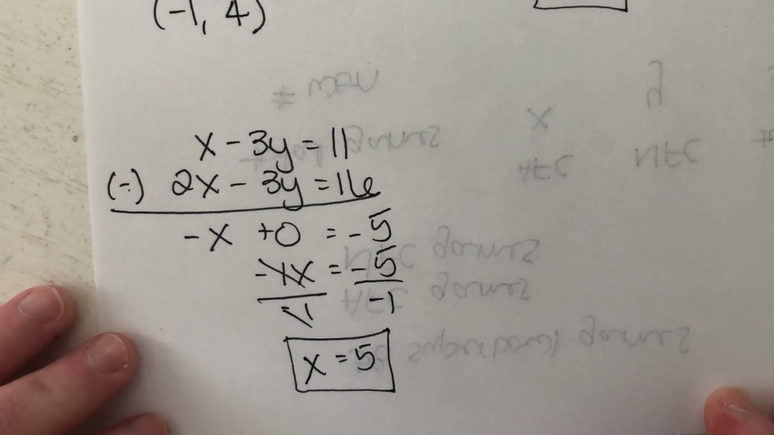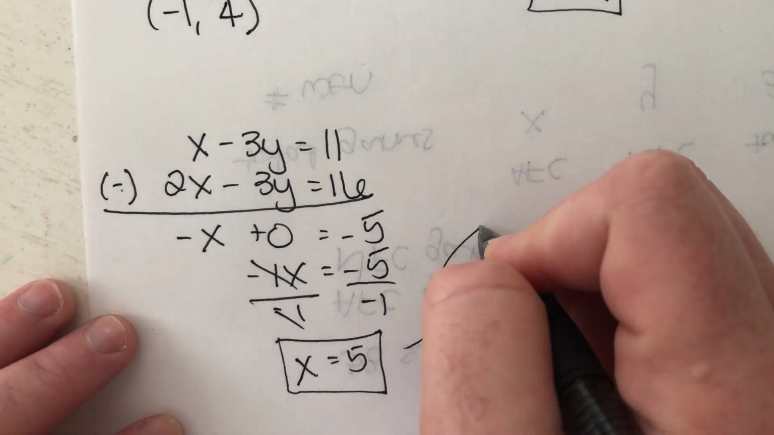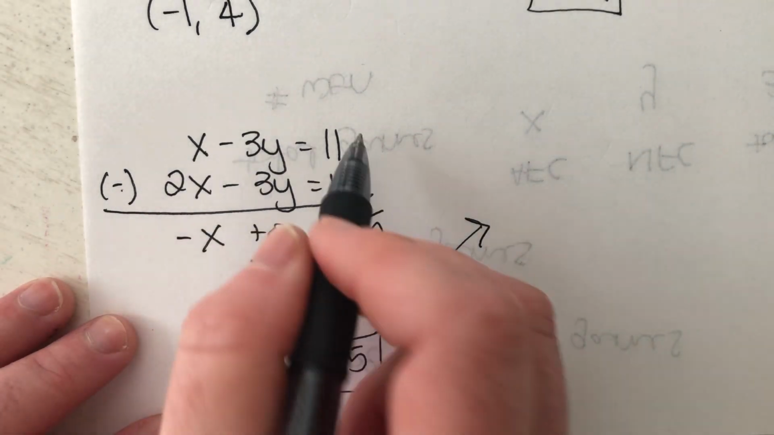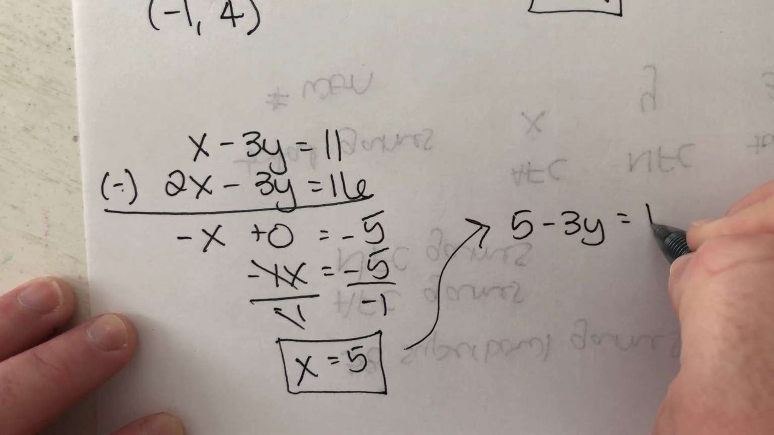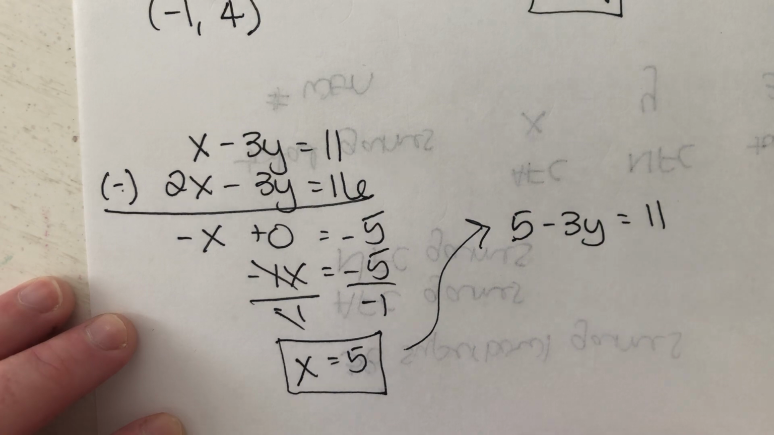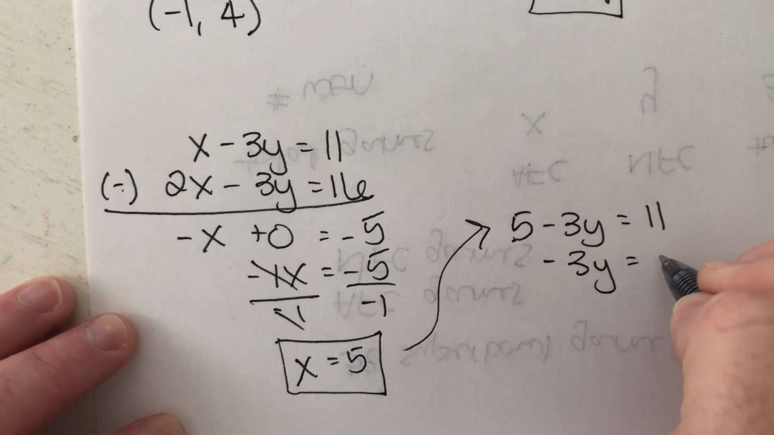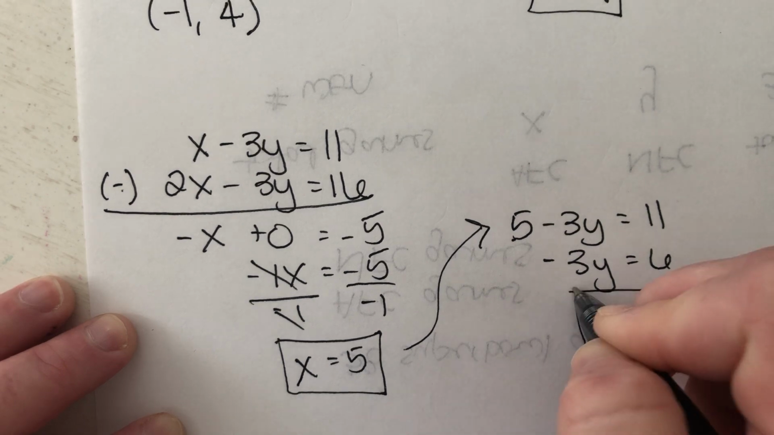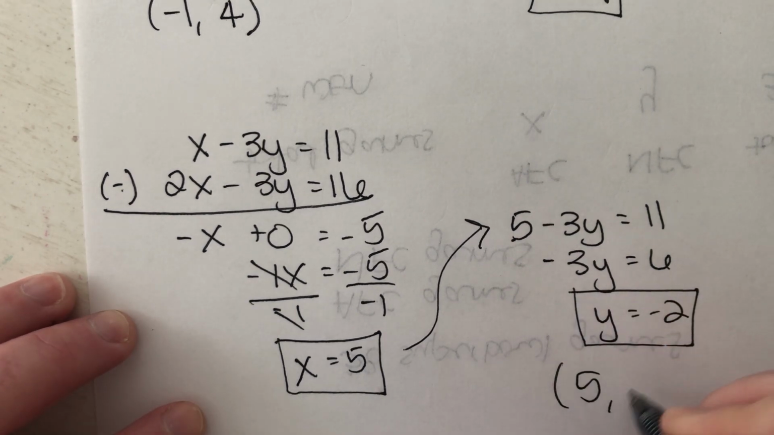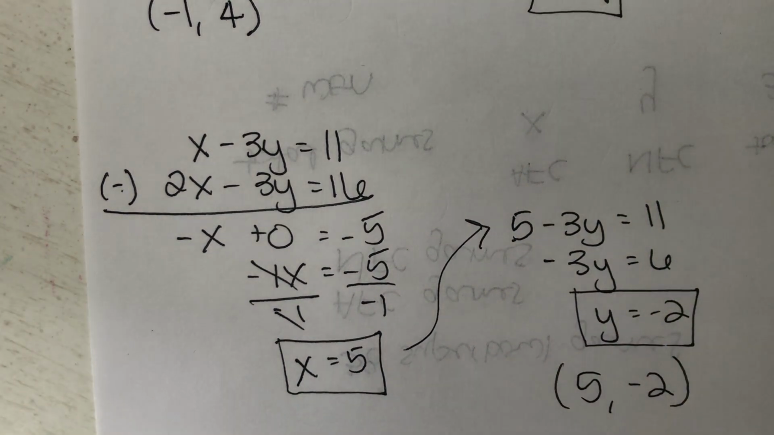And once I figure out what one of the variables is, then I just plug it in to solve for the other. I'm going to use a top equation. 5 minus 3y equals 11. Minus 5 from both sides. Negative 3y equals 6. y equals negative 2. So my solution here is 5, negative 2.